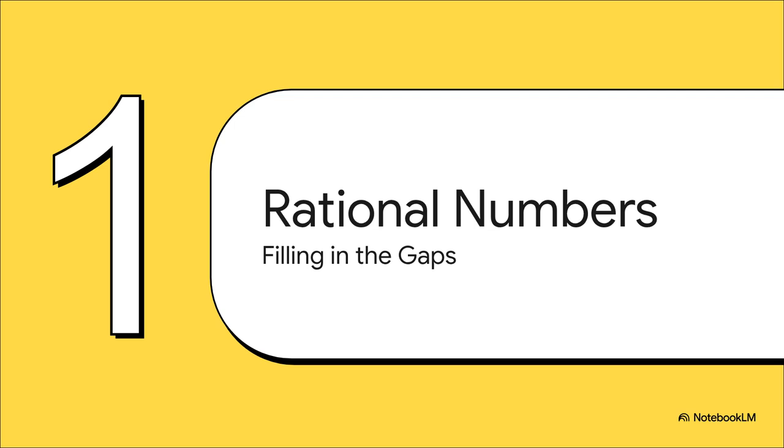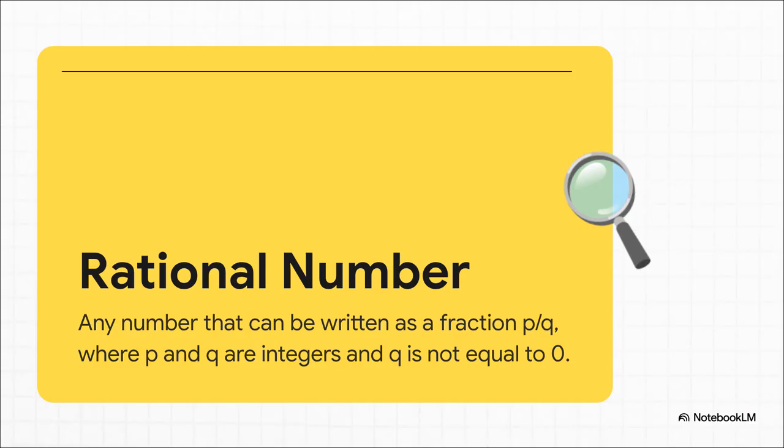And this is exactly where we step into the huge and, frankly, fascinating world of rational numbers. These are the numbers that are designed to fill in all of those infinite gaps on the number line that sit right between the integers. So what is a rational number really? Well, the definition is actually beautifully simple.